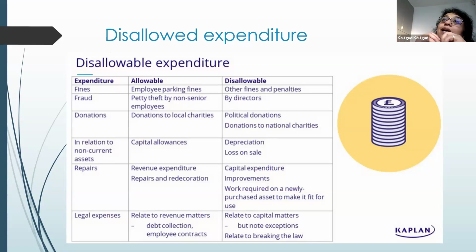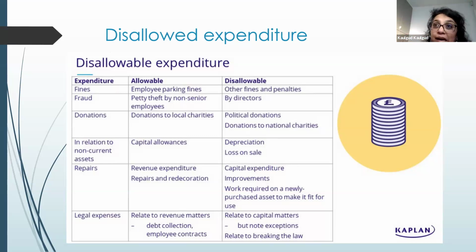Same with the loss on sale. It is not a literal loss, but it is a notional loss. If I bought a property for 200,000 or 300,000, and let us say I sell it at a lower price, it is not a literal loss, because the money is not literally going out from my pocket, but it is a loss because of the fall in the value of the asset. So depreciation and loss on sale are classed as non-cash expenses, and I also call them notional losses or notional expenses. That is why you add them back, because they are disallowed.